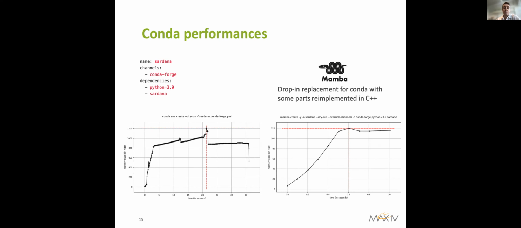And one of them is Mamba. Mamba is a drop-in replacement for Conda with some parts we implemented in C++. And as you can see, for the same environment, it takes less than a second to solve it and 10 times less RAM. So Mamba is great. I really recommend you to use it. But it was not really enough, we couldn't rely just on it for all our use cases.